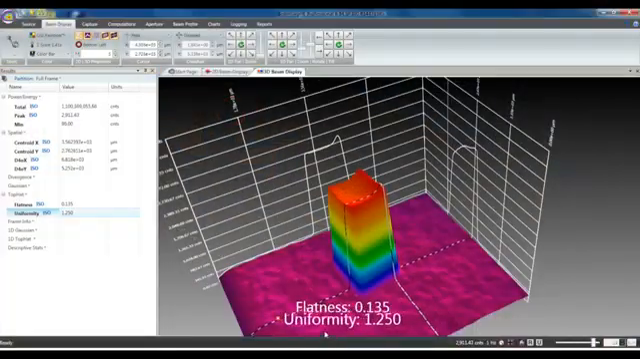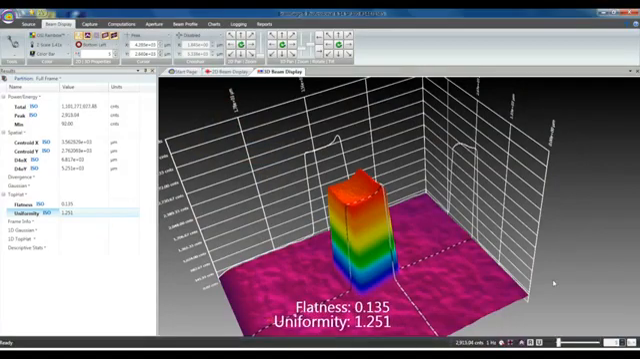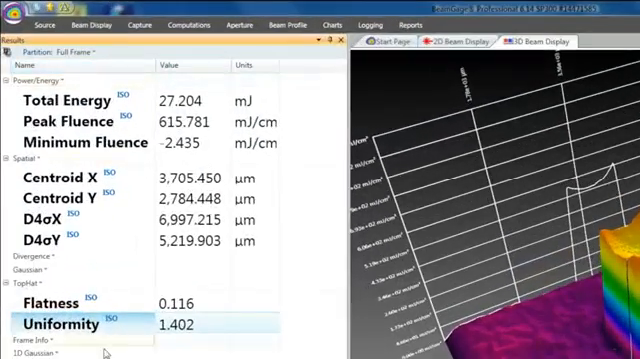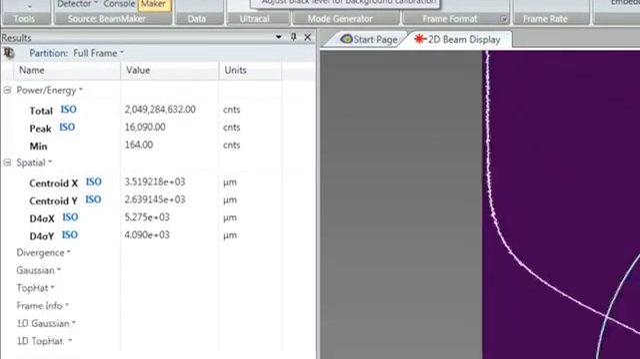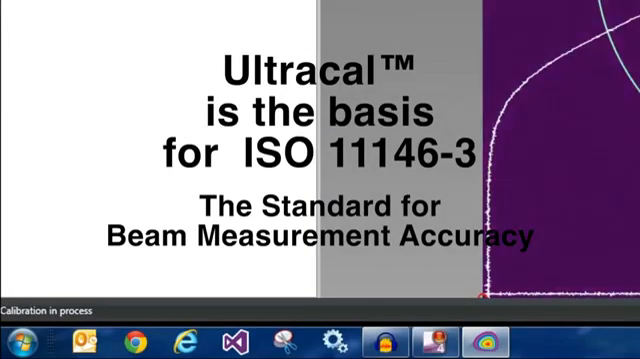The advantage to camera-based beam profiling is the real-time viewing and measuring of a laser's spatial uniformity. Beam Gauge includes an extensive set of ISO quantitative measurements and features its patented UltraCal algorithm, providing the industry's highest accuracy measurements. UltraCal helped establish the ISO 11146-3 standard for beam measurement accuracy.